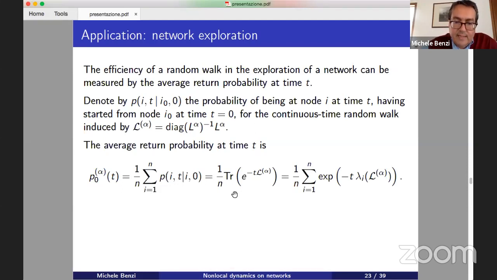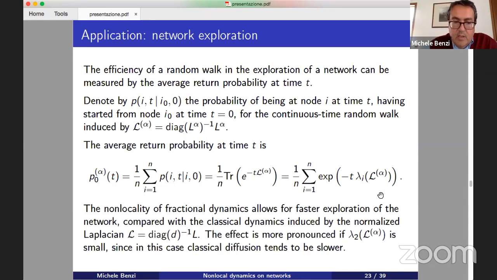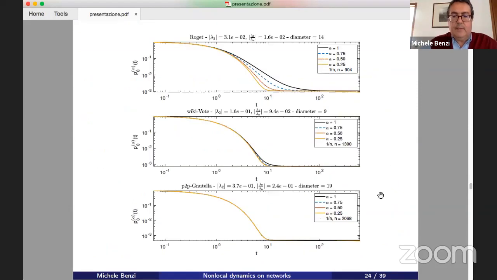This is equivalent to taking the trace of this matrix exponential and dividing it by n. Okay, so this is a real quantity. And we hope that this quantity, the average return probability, should be higher for a non-local dynamics. So we looked at three directed graphs.